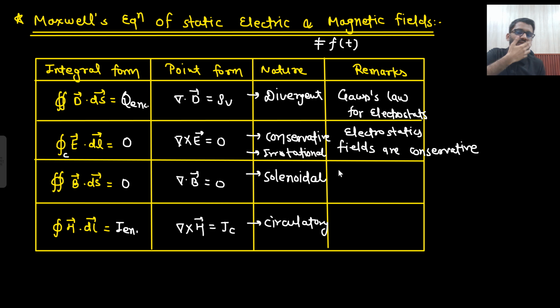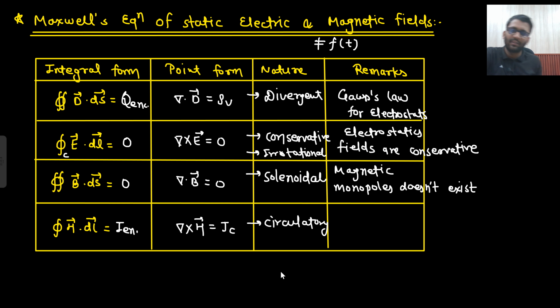Solenoidal, or what it will show, that magnetic monopoles don't exist. And what will it show? Del cross H is equal to Jc, circulatory it is. So yes, it is Ampere's law. This is your Ampere's law. So regarding this equation, everything that can come is circulatory or Ampere's law.